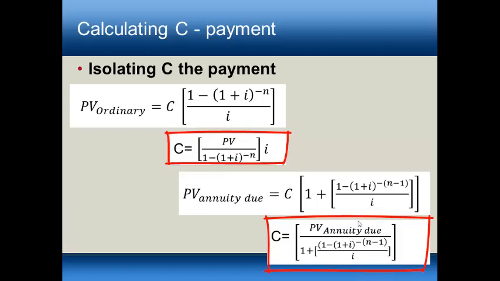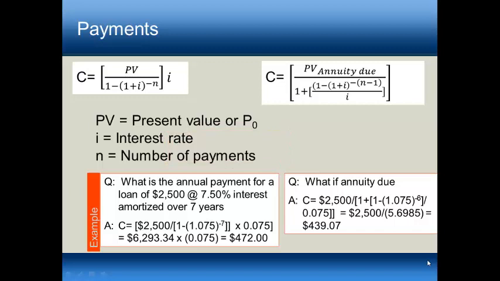Now the equations here illustrate this conversion. So if we complete this example, a loan of $2,500 amortized over 7 years at a rate of 7.5% interest. We'll follow our equations and replace our variables. We'll obtain 2,500 divided by 1 less 1 plus the interest rate raised to the power minus n, and all of this in brackets, multiplied by 0.075. That'll give me $472.